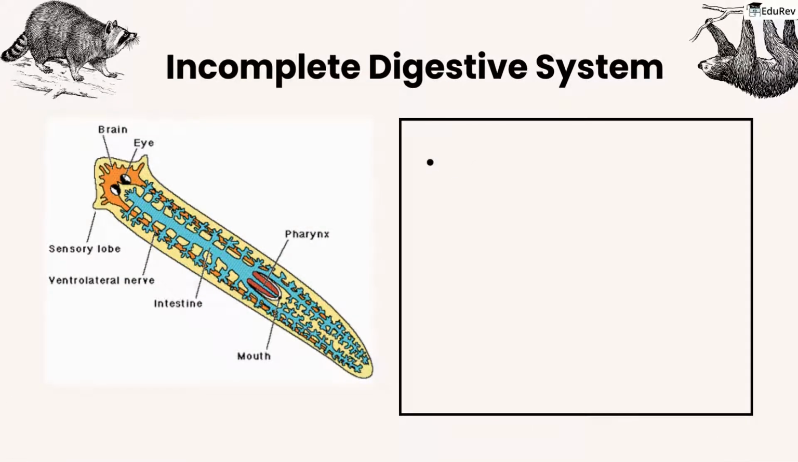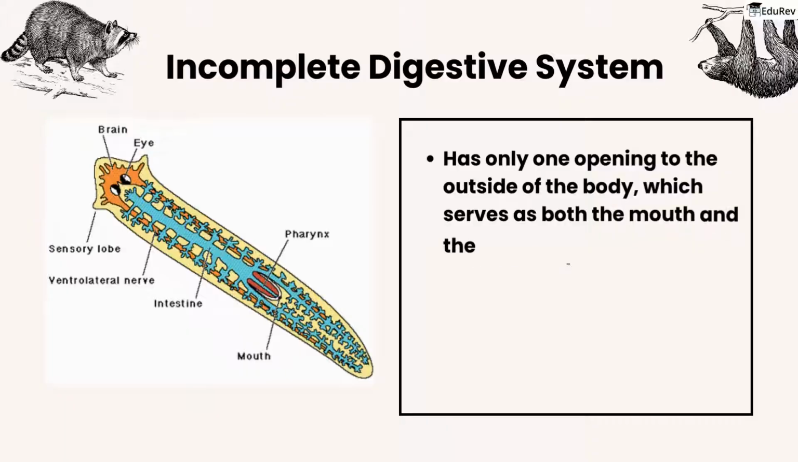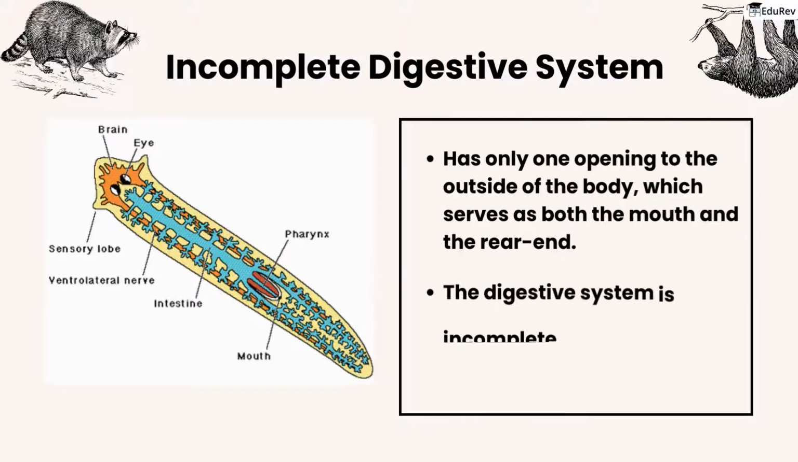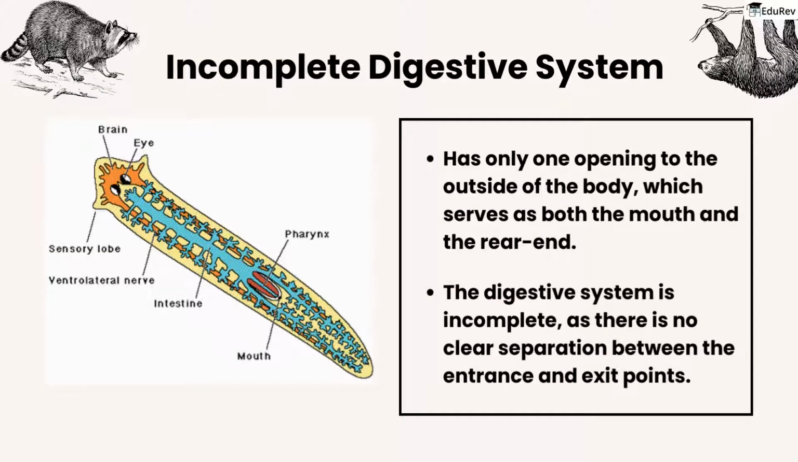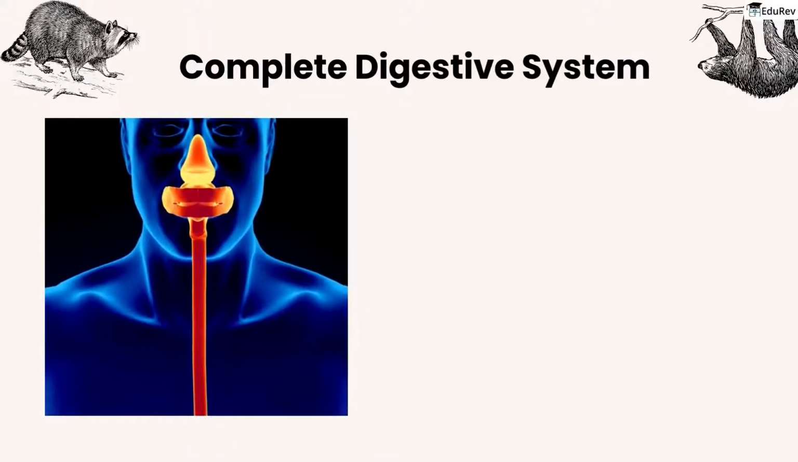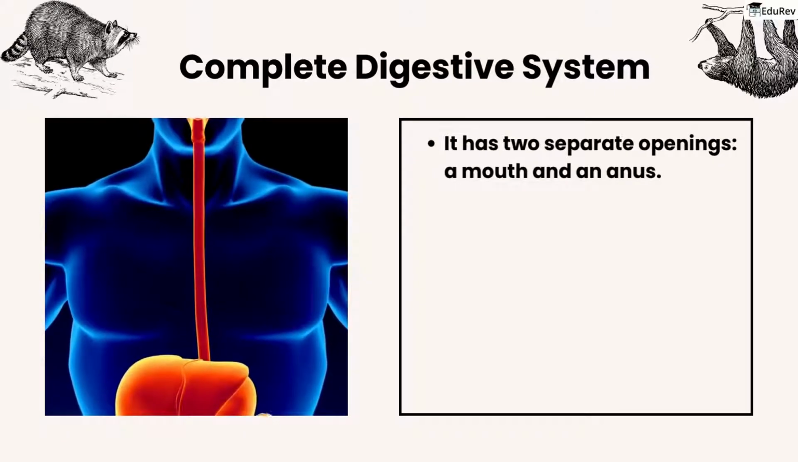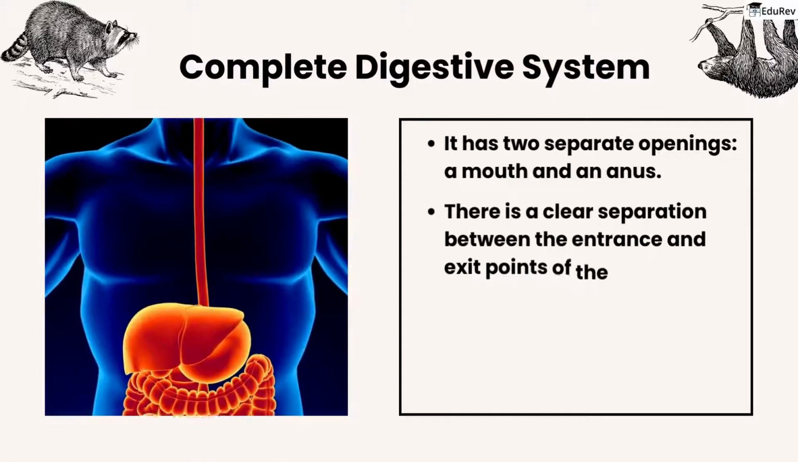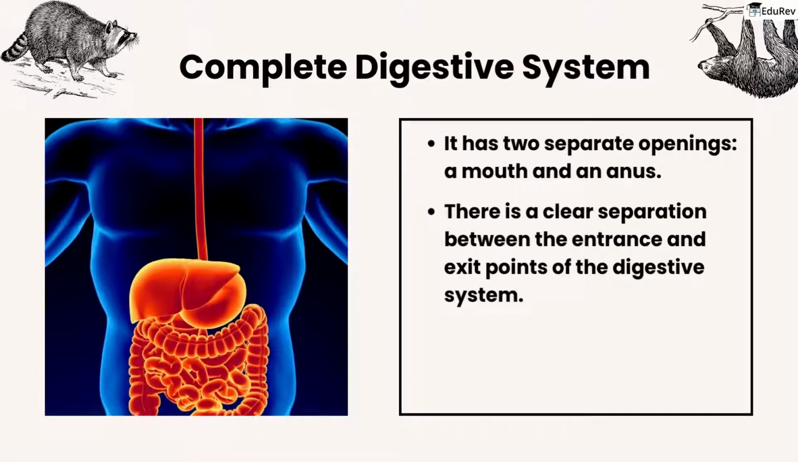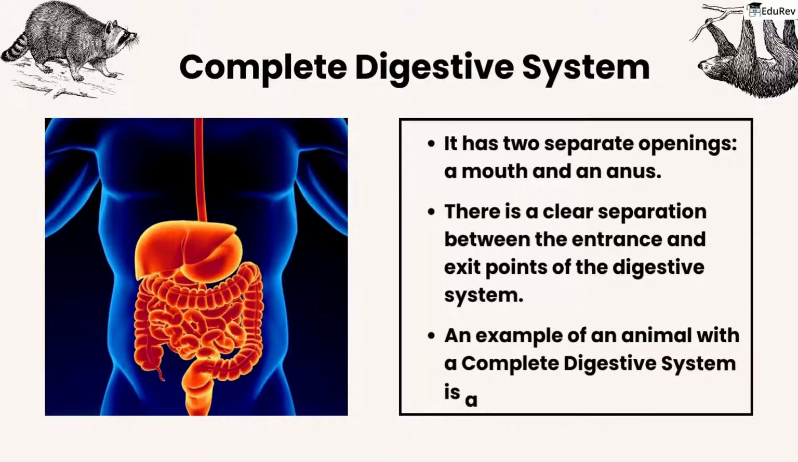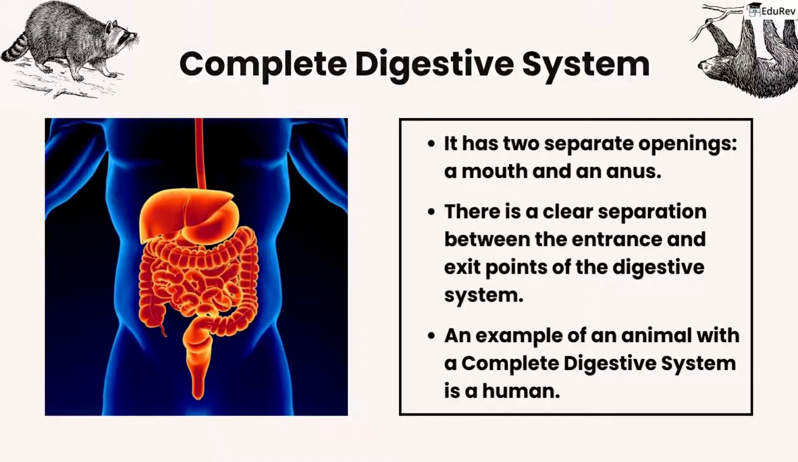The incomplete digestive system has only one opening to the outside of the body, which serves as both the mouth and the rear end. This means that the digestive system is incomplete, as there is no clear separation between the entrance and exit points. An example of an animal with an incomplete digestive system is a platyhelminth. On the other hand, the complete digestive system has two separate openings, a mouth and an anus. This means that there is a clear separation between the entrance and exit points of the digestive system. An example of an animal with a complete digestive system is a human.